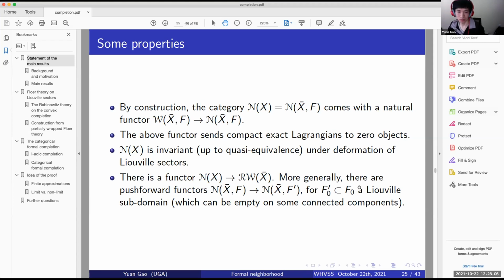And there's a functor, as I mentioned, some kind of pushforward functor. More generally, there are pushforward functors of this form, where you consider removing some components of the manifold F. So it's an analog of the stop removal inclusion functor for Liouville sectors. But it's not known whether there are pushforward functors for general inclusions of sectors.